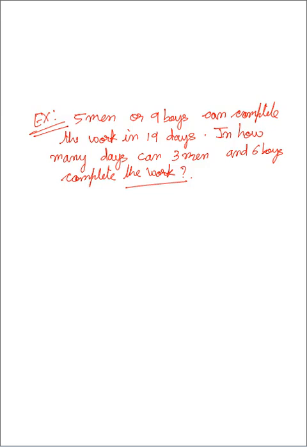Okay, so let's solve it. Here 5 men is equal to 9 boys. It means efficiency: what 5 men can do, the same work 9 boys can do, and both will take 19 days. See, the number of boys is more. It means it is obvious that boys' efficiency is less. That's why the number of boys needed is more.